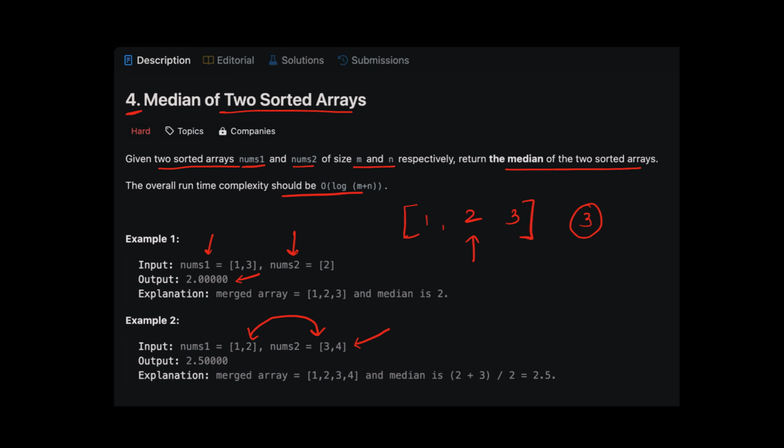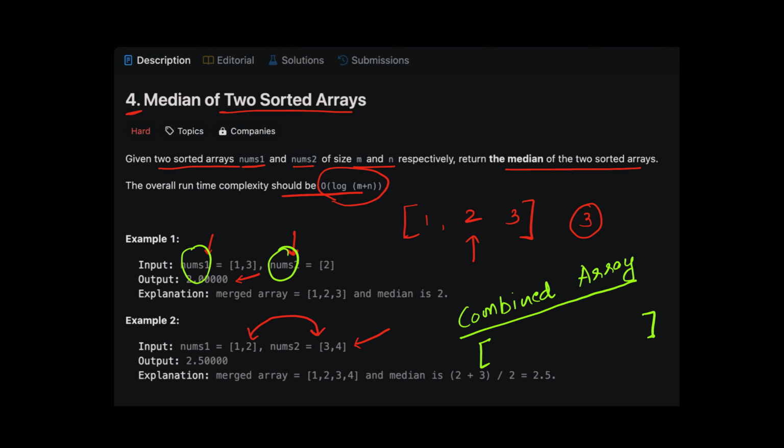If we try to solve this problem without considering the time complexity requirement, it is a very easy problem to solve. All we need to do is, using two pointers, iterate through both of the arrays simultaneously and build a combined array. And after the combined array is created, based on the length of the combined array, we can calculate the median. Either take the centermost element or calculate the average of the two elements in the center.